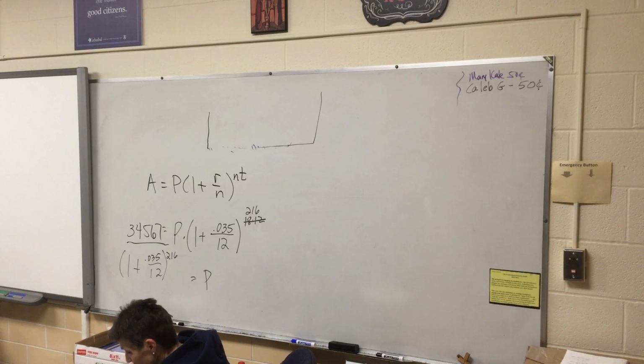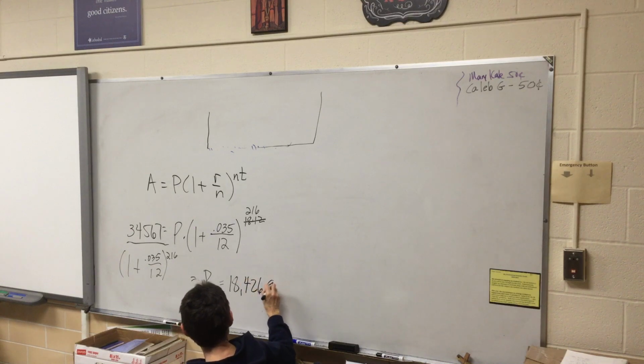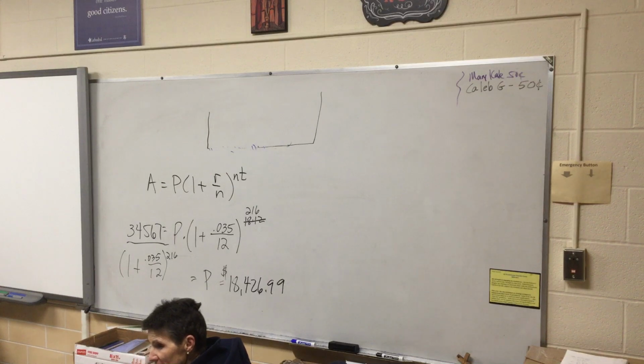Divided by parentheses. Gotta have parentheses. So divided by parentheses, 1 plus 0.035 divided by 12, close the parentheses, and raise to the 216th power. Did you get $18,426.99? Yep. Okay. Perfect.